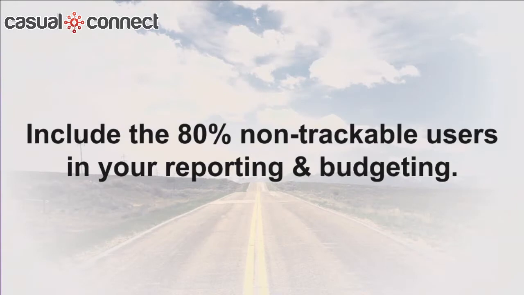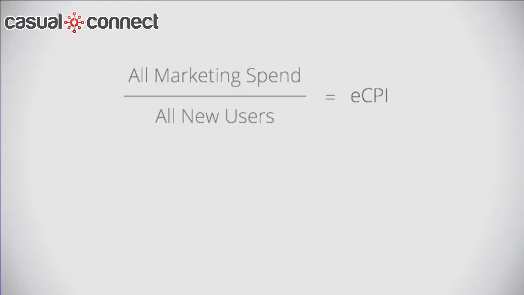The third bit is you need to include all these non-trackable users in your reporting and budgeting as well. As probably most people spending money, we have these big Excel sheets where we analyze the budget per country, per channel, all that kind of stuff. If you start working with KPIs like CPI, that doesn't really do it justice, because all your organics are left out. You need to come up with new KPIs to fully capture all of this. And one of them which we're using is eCPI.